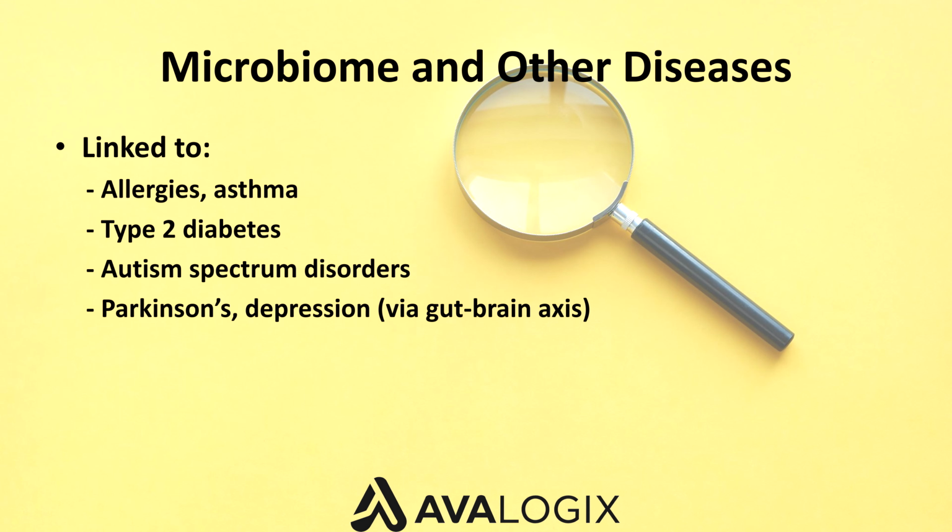Then there's the gut-brain axis, one of the most fascinating frontiers. The microbiome communicates with the brain through immune, neural, and hormonal pathways. In autism spectrum disorders, researchers have observed altered microbial profiles, often accompanied by GI symptoms, and some early trials suggest that microbiota modulation might improve behavioral symptoms. Similarly, in Parkinson's disease, patients often show gut dysbiosis years before motor symptoms appear. Inflammation and microbial metabolites may influence the vagus nerve and central nervous system.